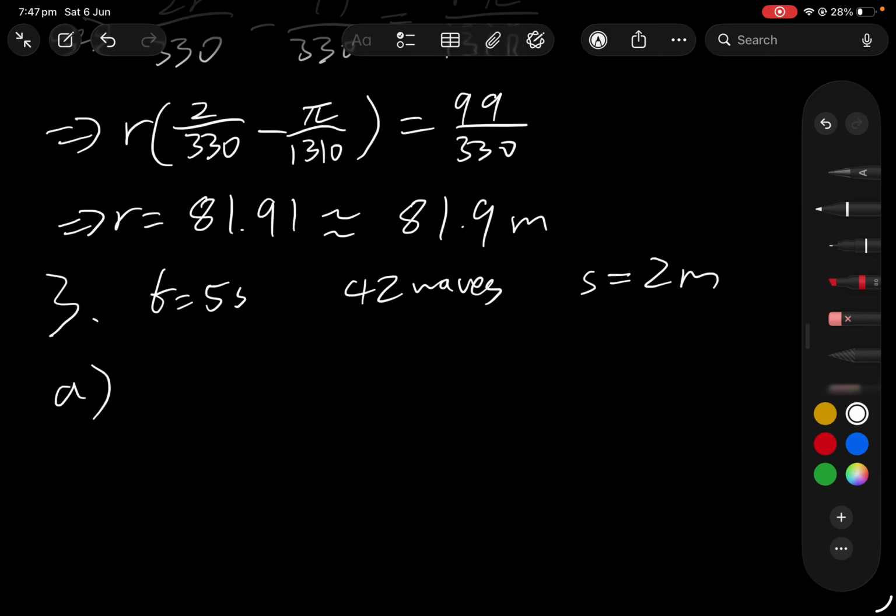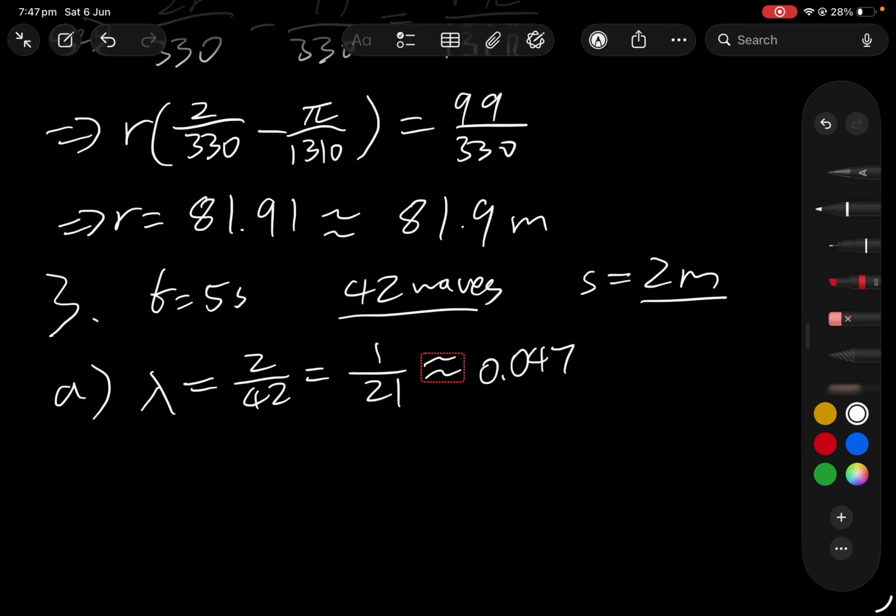The wavelength is the distance of the wave. We know that there are 42 waves in 2 meters. So the wavelength should equal 2 divided by 42, a weird number, so it's just 1 over 21 and equals 0.04676 meters.